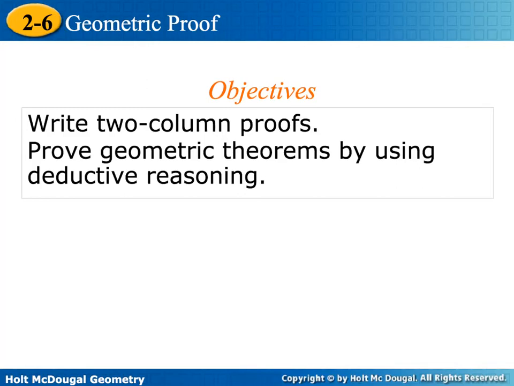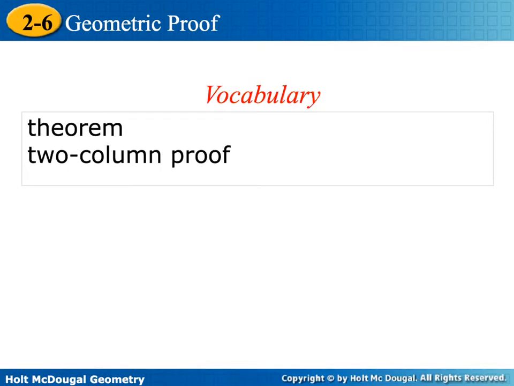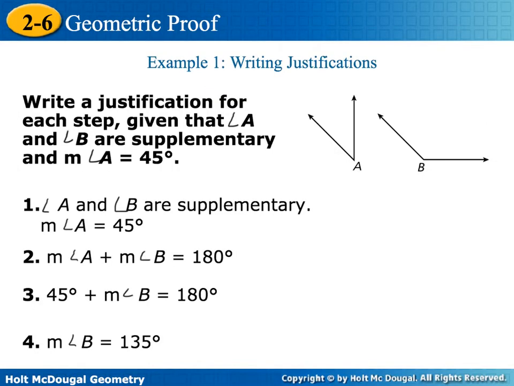All right, last section for chapter 2 is over geometric proof. So this is where the proofs start to get a little more difficult. The objectives are to write two-column proofs and prove geometric theorems by using deductive reasoning. There's your vocab. So example 1, let's just start with some examples.